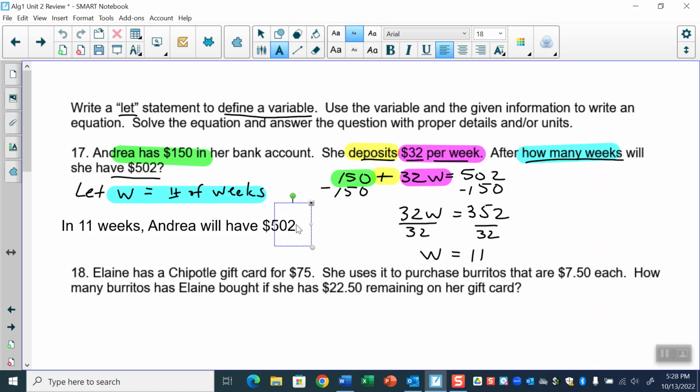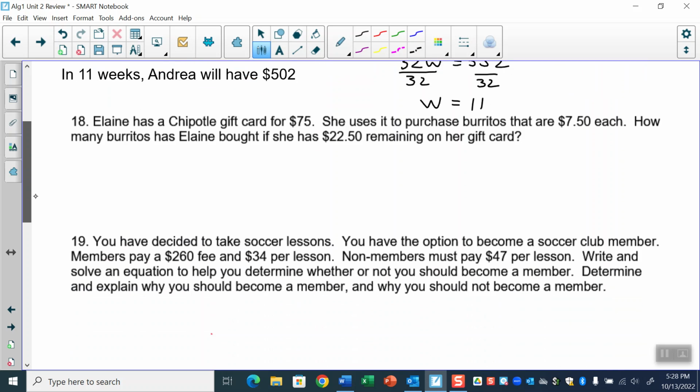And we did all the steps, right? Remember, you read the problem, write the equation, define a variable, solve for the variable, answer the question. All right. So number 17 is done.